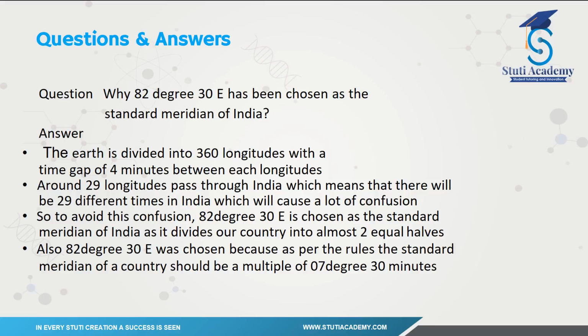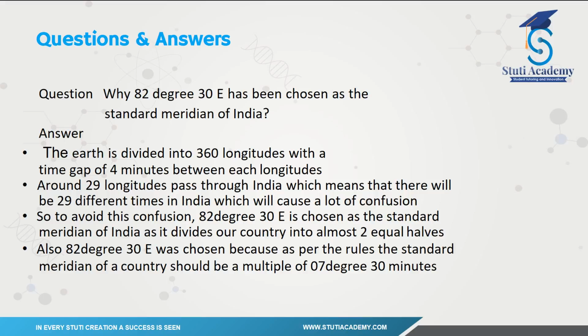Now we are going to discuss a long question: why has 82 degrees 30 minutes east been chosen as the standard meridian of India? Children, we have discussed earlier, the earth is divided into longitudes with a time gap of 4 minutes between each longitude. Around 29 longitudes pass through India, which means that there would be 29 different times in India, which would cause a lot of confusion. So as to avoid this confusion, 82 degrees 30 minutes east is chosen as the standard meridian of India as it divides our country into almost two equal halves.